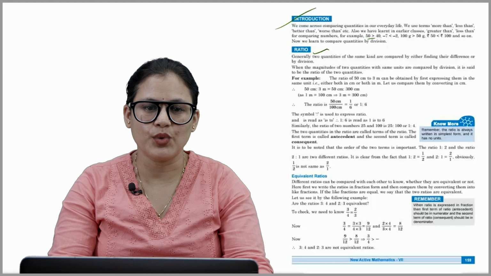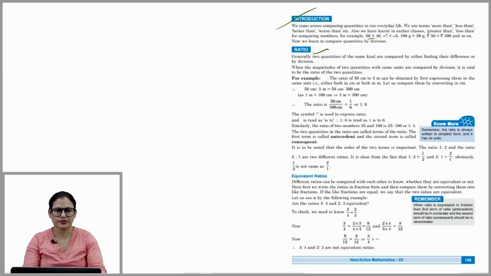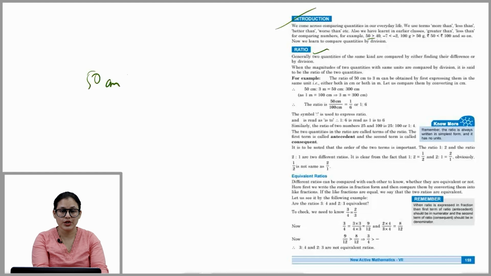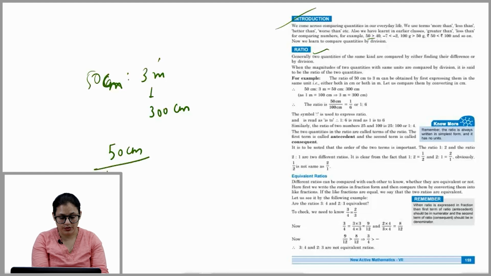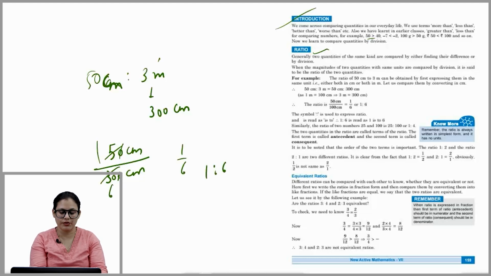Let us compare them by converting into centimeter. So 50 centimeter ratio 3 meter. First we will convert them into equal units. We will convert this into centimeter, so we will get 300 centimeter. Now we will find out the ratio of 50 centimeter to 300 centimeter. 50 divided by 50 is 1, 300 divided by 50 is 6. So the ratio is 1:6.